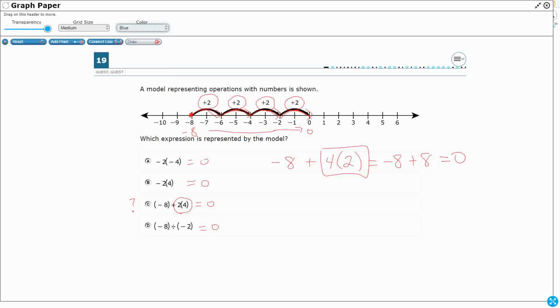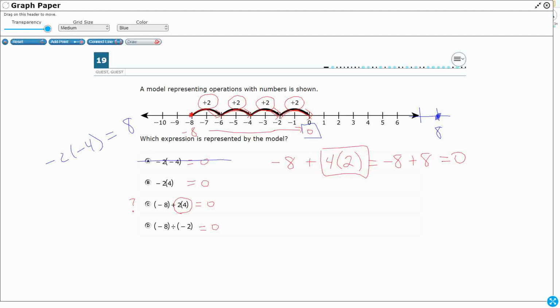So -2, this parentheses means multiplication, right? So if I've got -2 times -4, well, first off, 2 times 4 makes 8. If I've got 2 negatives, that makes a positive. So that's just going to be +8. So what this does is it ends me up way off the number line, over here at +8. And I need to end up at 0. Okay, so that's no good.